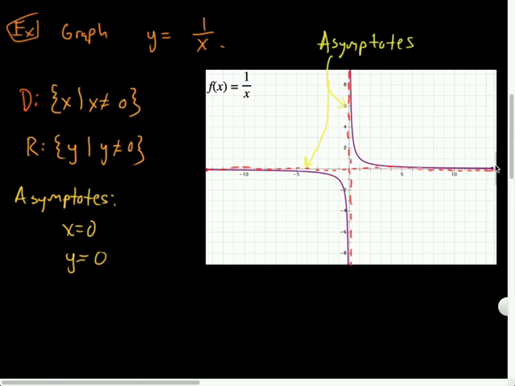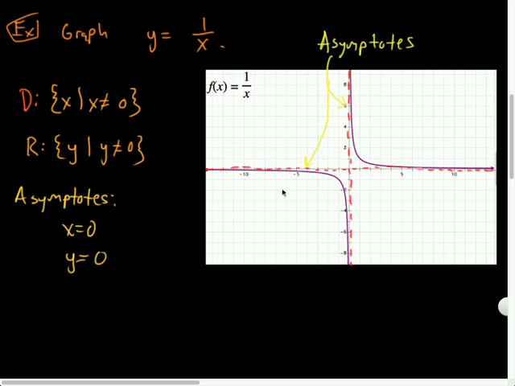So if I was to describe the end behavior here, I would say y is approaching 0 as x approaches infinity. Similarly for this side, y is approaching 0, this time from the negative side, as x approaches negative infinity. Craziness.